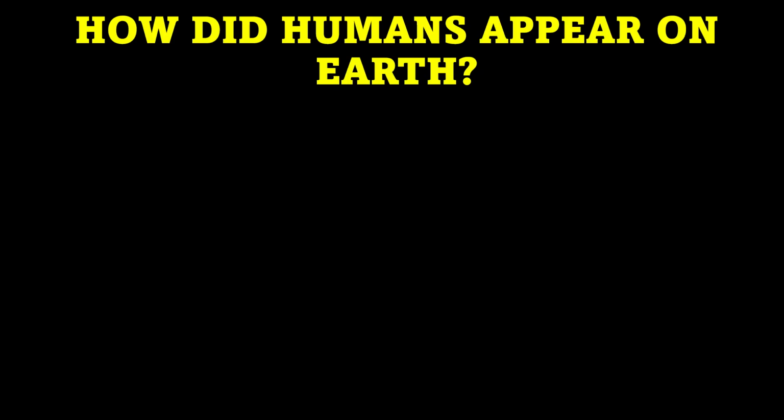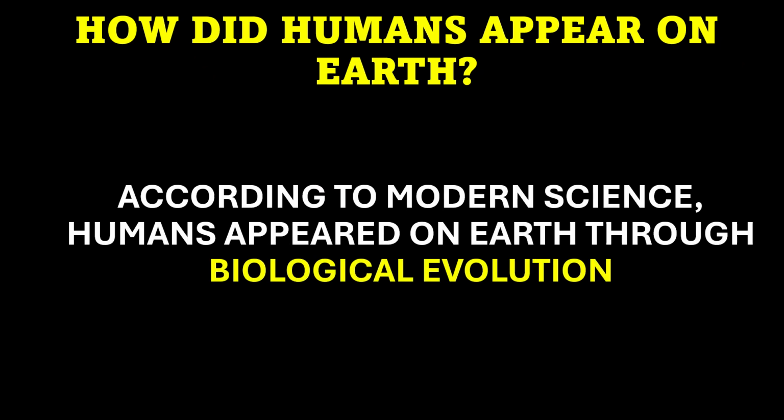Then we go on to the next one. How did humans appear on Earth? According to modern science, humans appeared on Earth through biological evolution. Take note, we don't just say evolution, we say biological evolution.